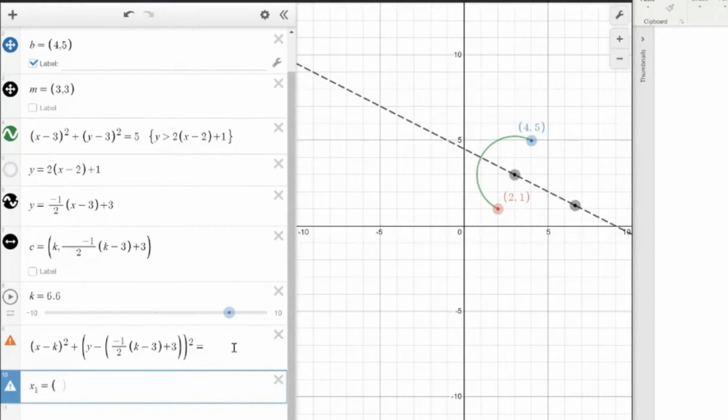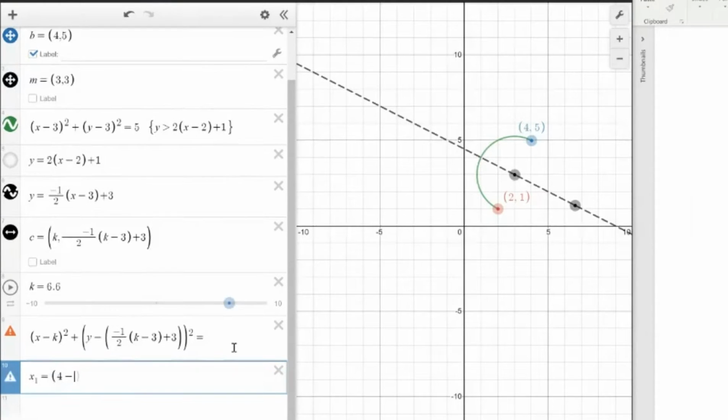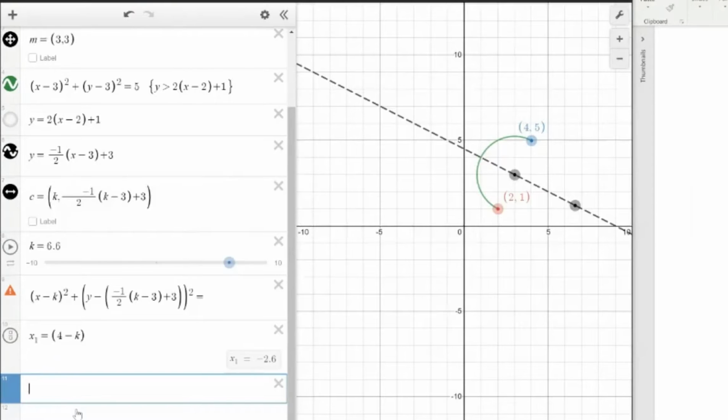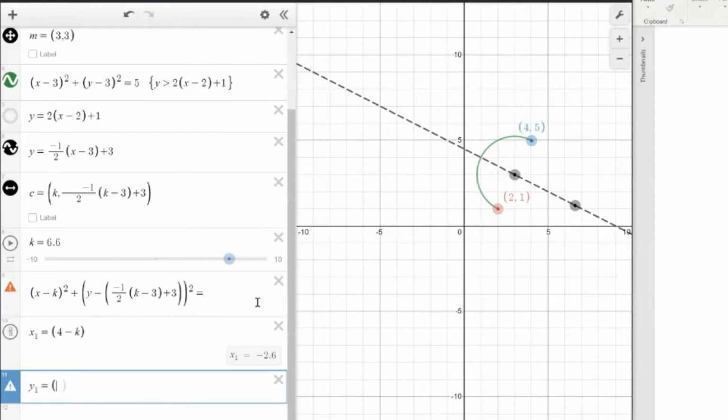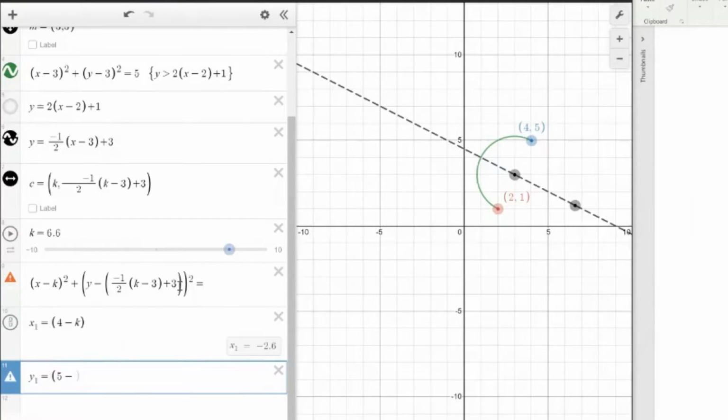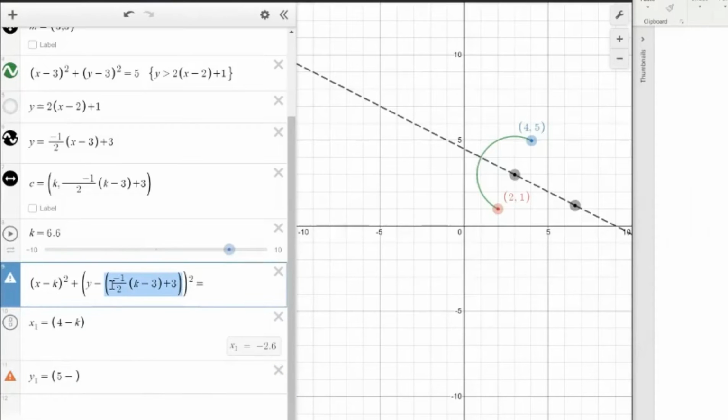It's going to be 4 minus K, because this is our X value coordinate K, and so the distance from here is 4 minus K. And we're going to square it, so it doesn't matter if it's K minus 4 or 4 minus K. It'll come out positive either way. And our Y value, the distance, is going to be 5 minus the Y coordinate of this point. I already know the Y coordinate of that point.